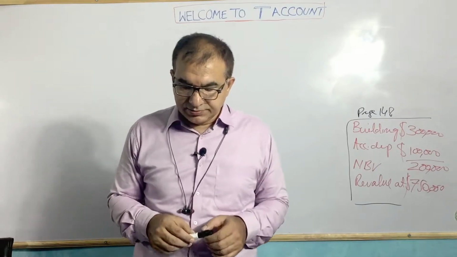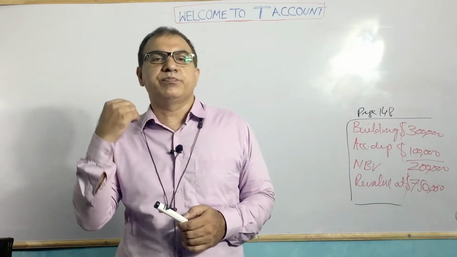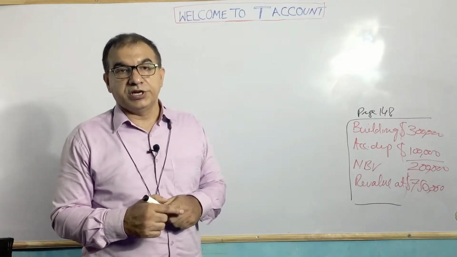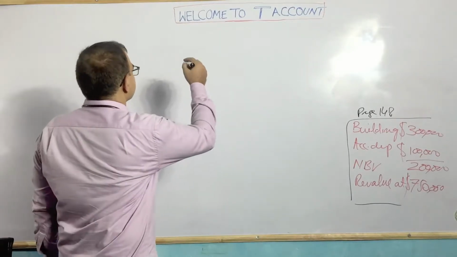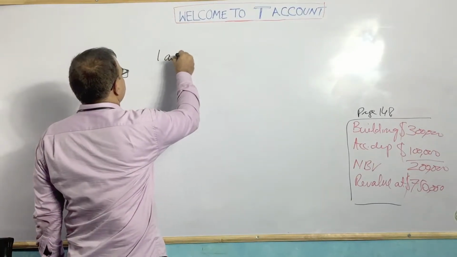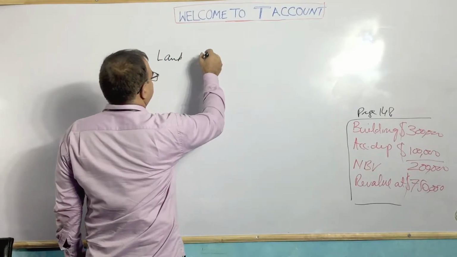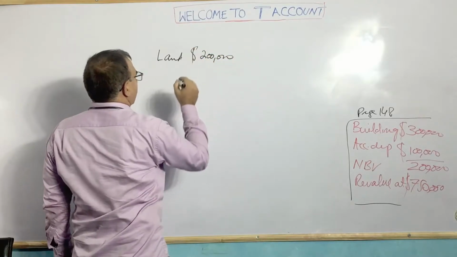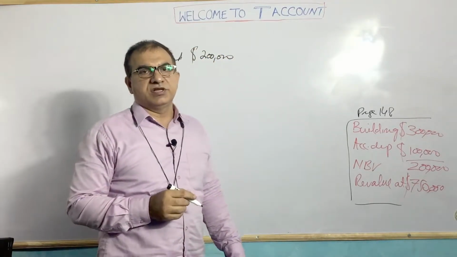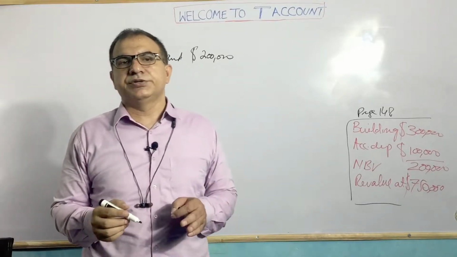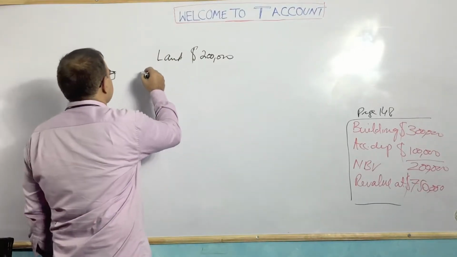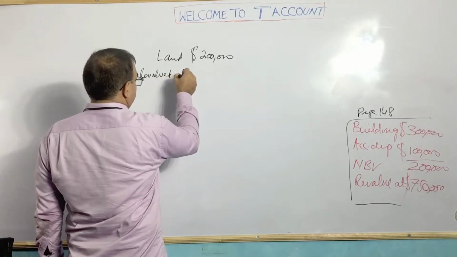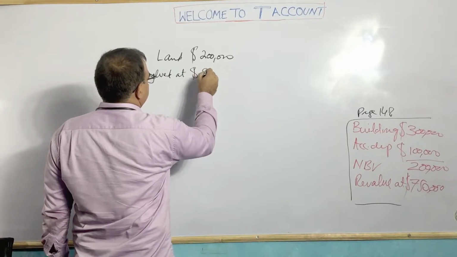How do you present it? Let's start from the simple land example, for which we don't have any accumulated depreciation. Let's say we have land in our books of $200,000. It stayed there for 10-15 years and now we want to revalue it. It is revalued at, say, 800,000.